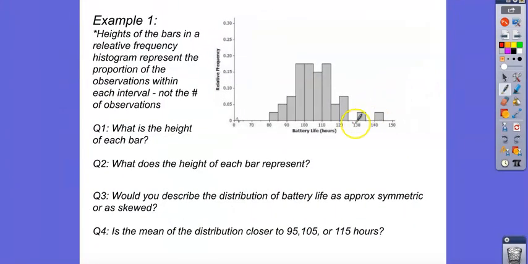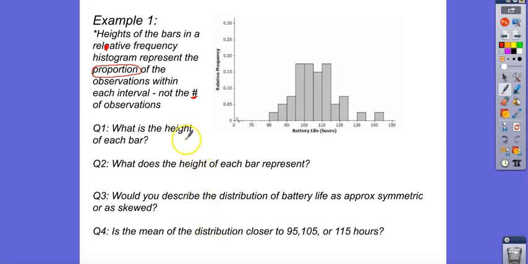Okay, now I want to go through the examples and the exercises. I need to remind you of something that they say you're supposed to know, but I don't remember going over this with my Algebra 1 students, so I want to talk about it. The heights of the bars on a relative frequency histogram represent the proportion of the observations within each interval, not the number of observations. I'm going to show you in the questions how that works.